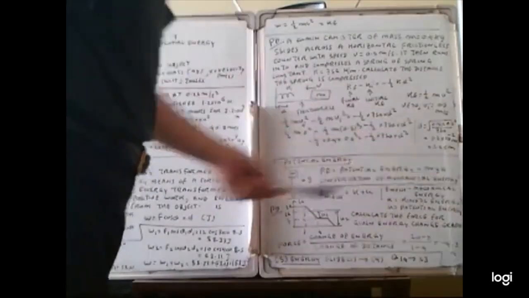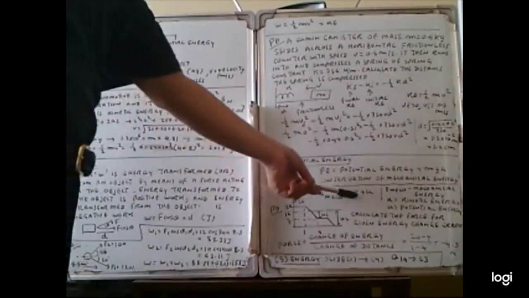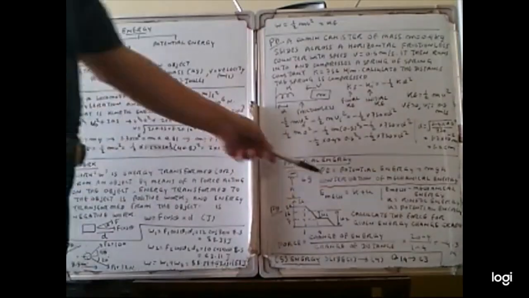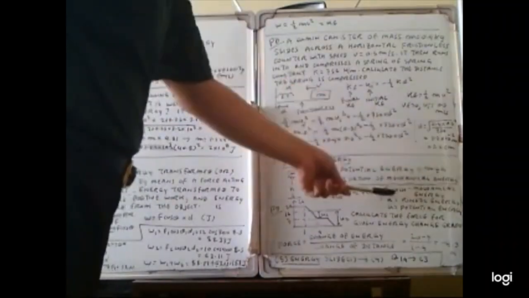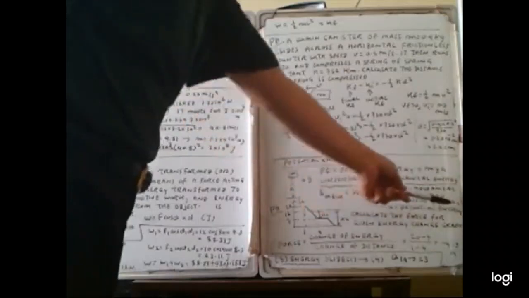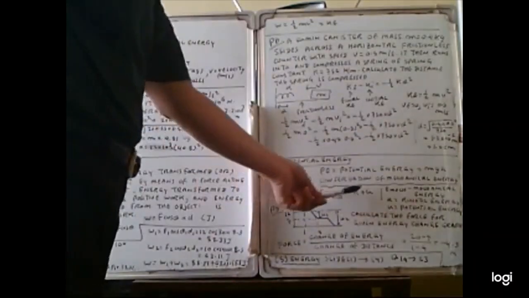Conservation of mechanical energy. Mechanical energy is K plus U. In this case, E mechanical is the mechanical energy, K is the kinetic energy, and U is the potential energy. So E mechanical is equal to K plus U.